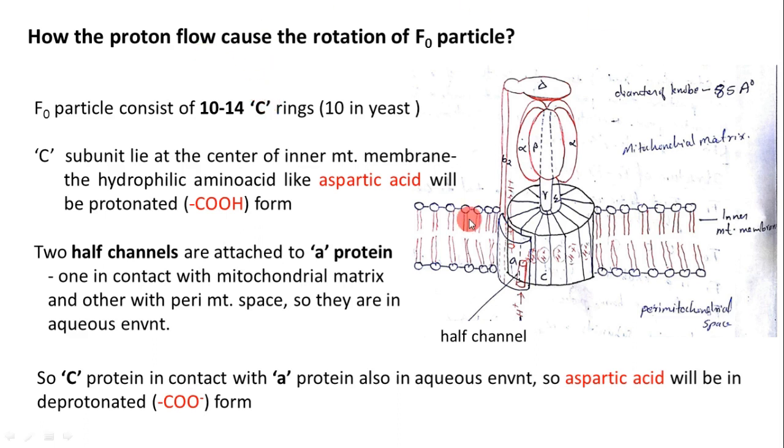Then, how does the rotation of the F0 particle take place? You know, by the rotation of the F1 particle, by the binding change mechanism, the ATP is synthesized. For the rotation of the F1 particle, the F0 particle has to be rotated. How is the F0 particle rotated? Its rotation is caused by the proton flow, that means by the movement of protons from the perimitochondrial space into the mitochondrial matrix through this F0 particle.